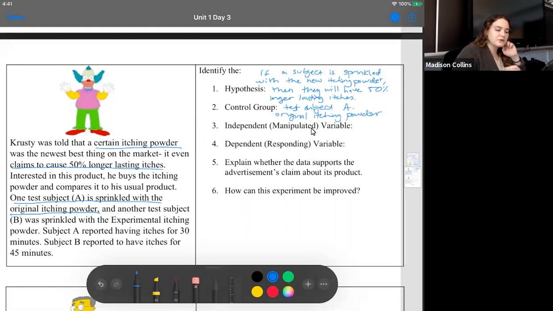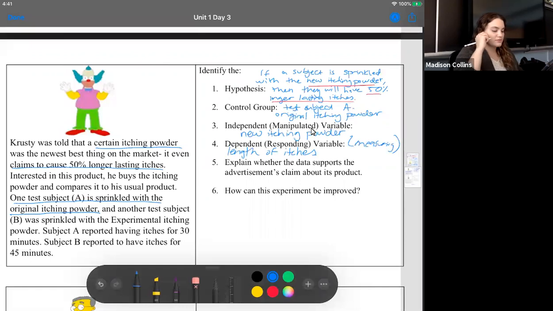All right, what is our independent variable? Well, let's check out our hypothesis. If the subject is sprinkled with the new itching powder, that's our IV, okay, so then same thing for our DV. Let's check out our hypothesis. 50% longer lasting itches. So our DV is going to be length of itches, because that's what we are measuring. We're measuring how long that test subject itches for.